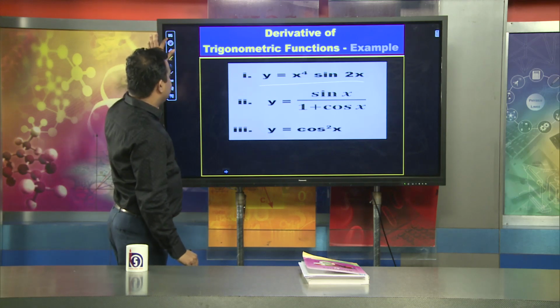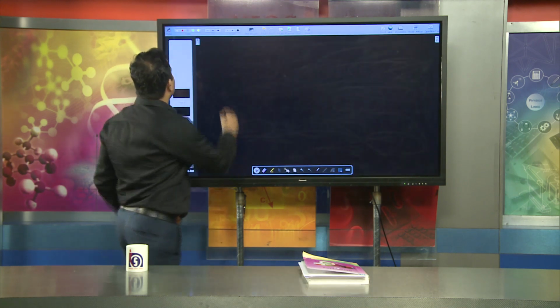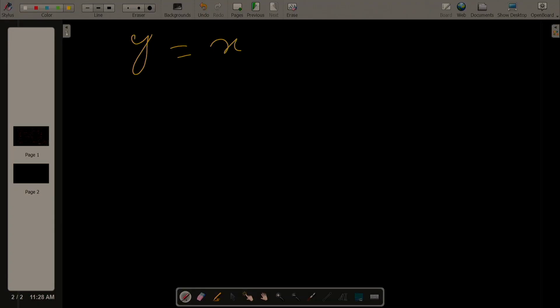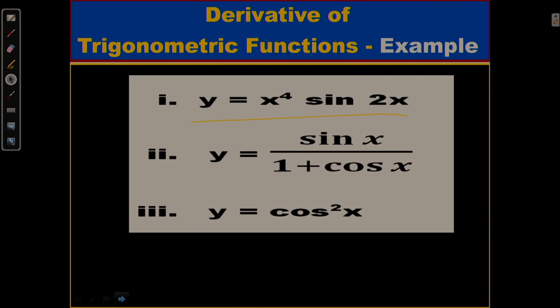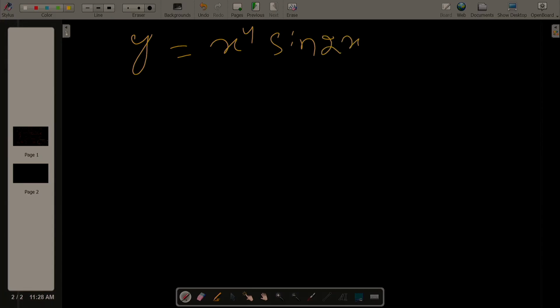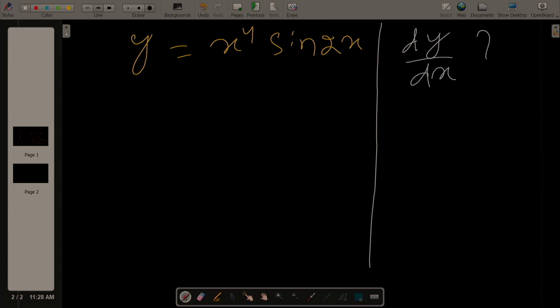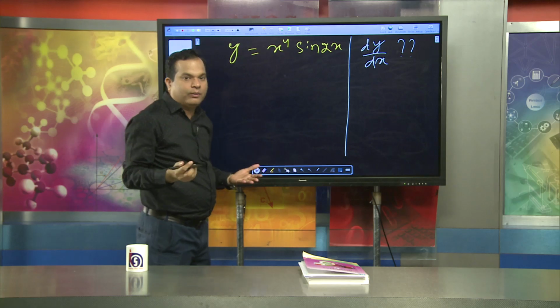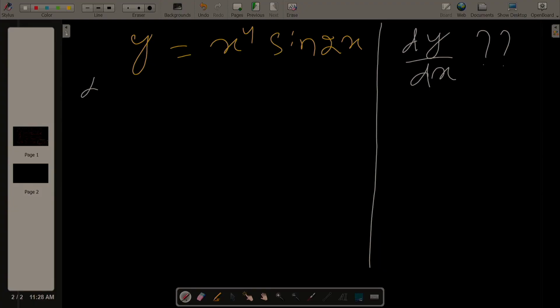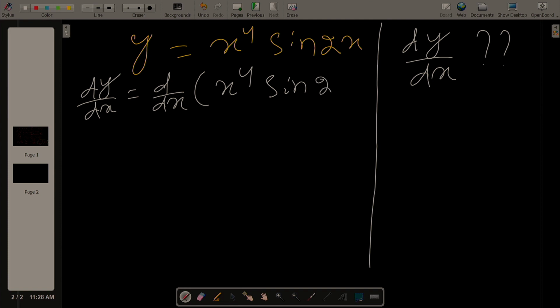Suppose y equal to x fourth sin 2x. For example, y equal to x fourth sin 2x. Okay. Now, we are going to find dy by dx. The question is, what is the value of dy by dx? That means the derivative of x fourth sin 2x का value क्या होगा? Okay. Now, you know that dy by dx, I can write d of dx of x fourth sin 2x.